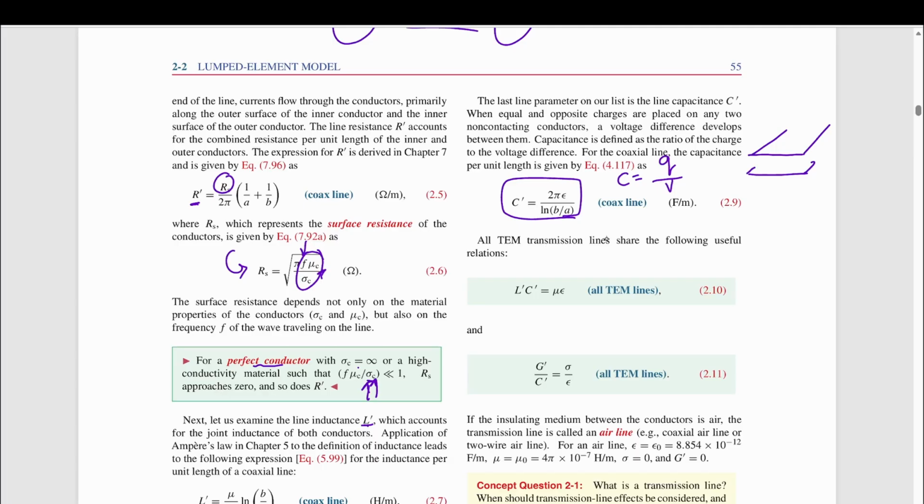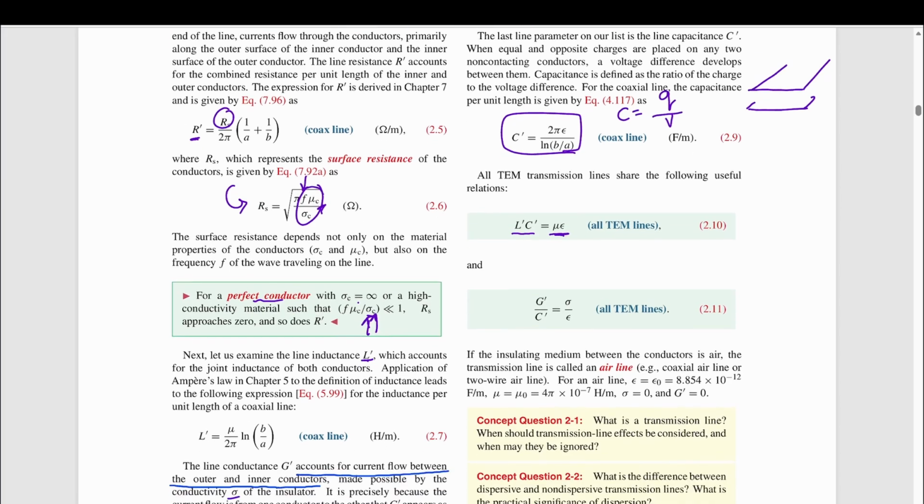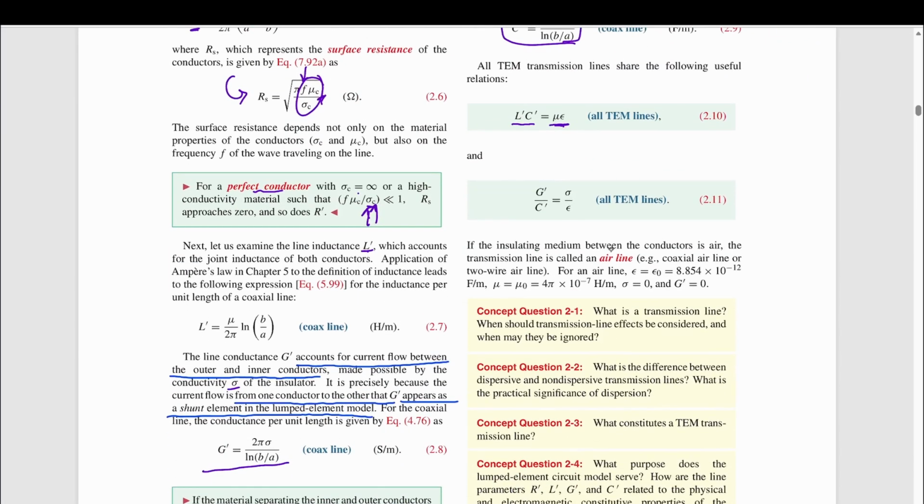All TEM transmission lines share the following useful relations. L' C' is just mu times the permittivity, and G' over C' is sigma over the permittivity. If the insulating medium between the conductors is air, the transmission line is called an air line, coaxial air line, or two-wire air line. For an air line, the permittivity is epsilon naught, which has this value in farads per meter, and the permeability is mu naught, which has these values in henries per meter.